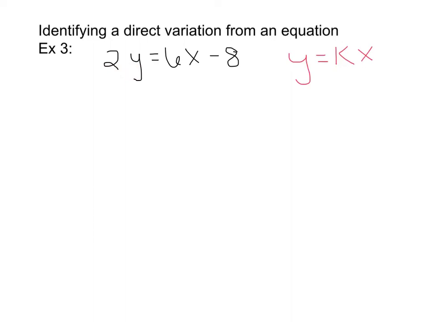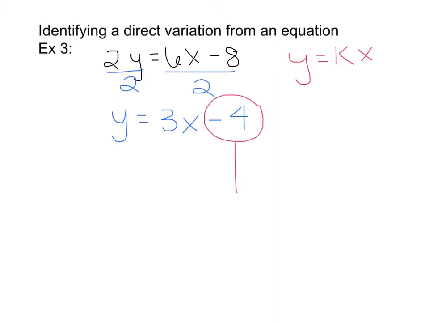So to get rid of that 2 in front of that y, we need to divide by 2. So that's going to give me y equals, and then you do 6x divided by 2, which is 3x, negative 8 divided by 2, which is negative 4. So now you need to ask yourself, is this in the form y equals some number times x? And I hope that you say that it's not, because it has this minus 4 at the end, so this is not a direct variation equation.